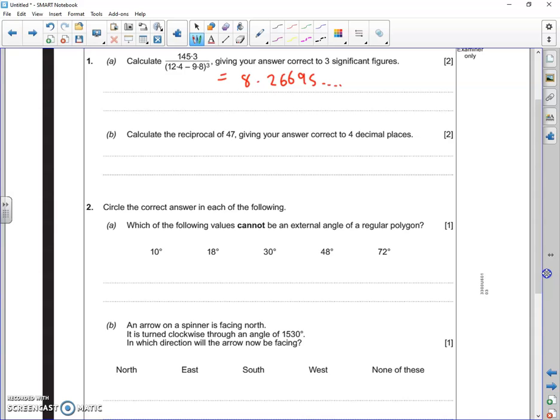3 significant figures means keep the first 3 non-zero numbers. So that's the 8, the 2, and the 6. We have to round properly though. The next number would be a 6 that we're chopping off, so it rounds up. So your final answer there would be 8.27.